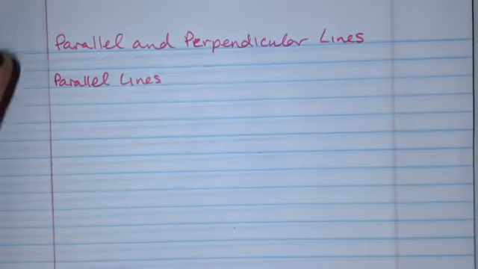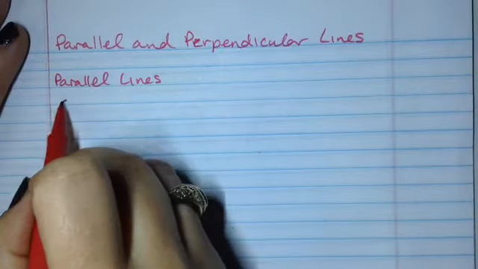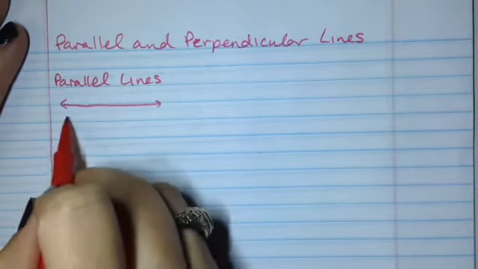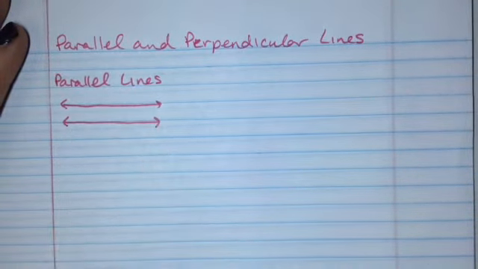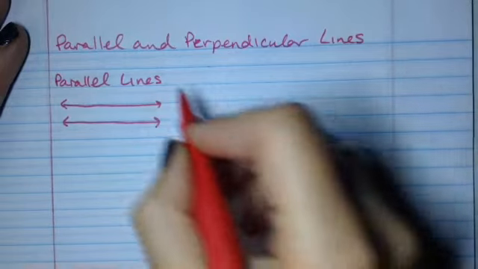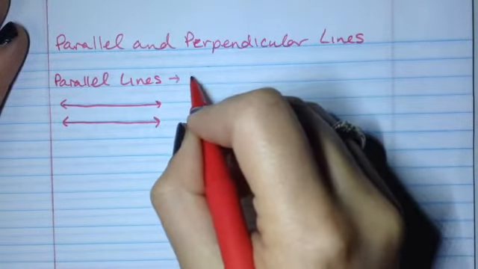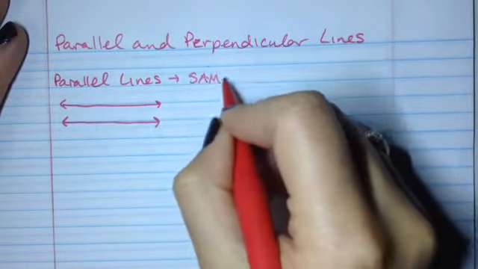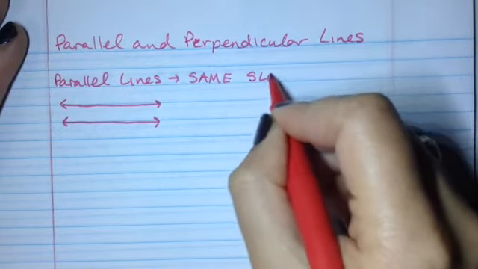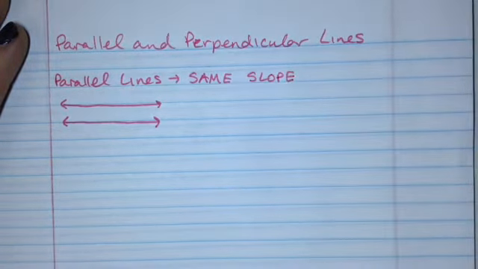An example of parallel lines are the lines like on this paper. Okay, they are going the exact same direction. They are parallel. Now what's specifically important about these is that they have the same slope. These two lines will have the same slope since they're going the same direction.